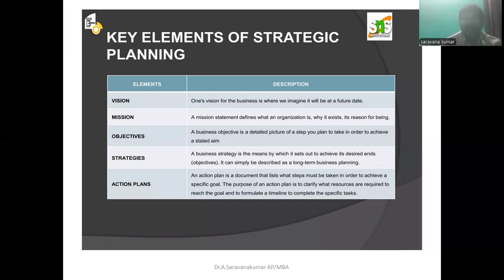Action plans. An action plan is a document that lists what steps must be taken in order to achieve a specific goal. The purpose of an action plan is to clarify what resources are required to reach the goal and to formulate a timeline to complete the specific task. So those are the key elements of strategic planning.